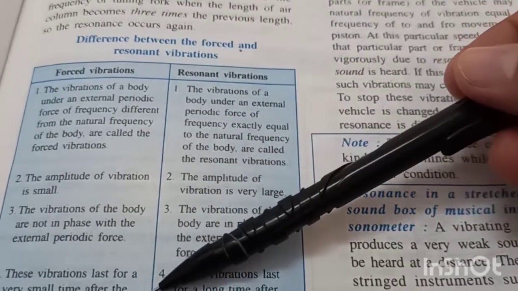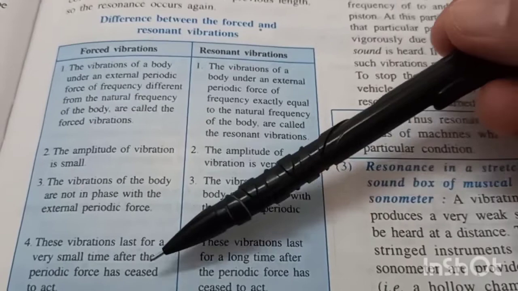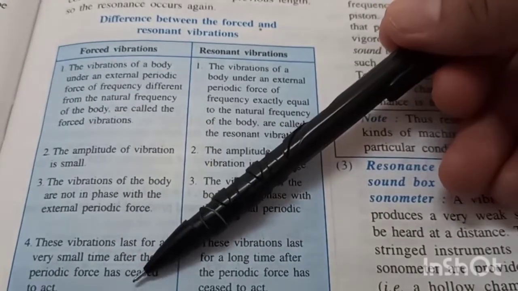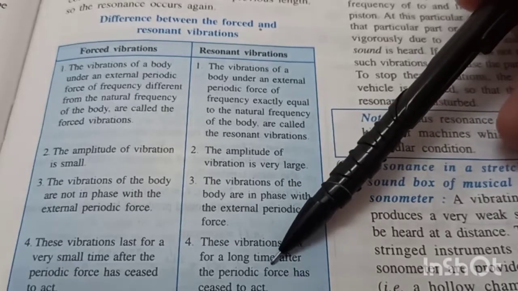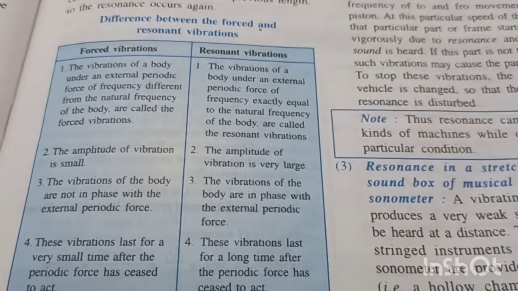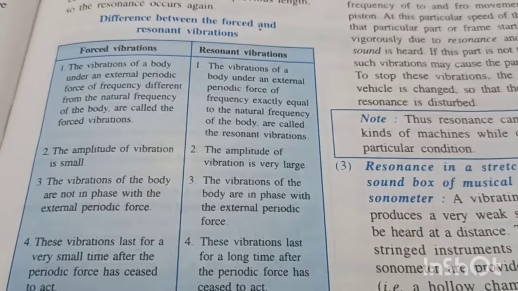Here the vibrations will last for a small time. As soon as the periodic force is stopped, it will stop vibrating soon. But here the vibrations will last for a long time, even after the periodic force has been stopped. Now there are some applications and uses and examples of resonance.